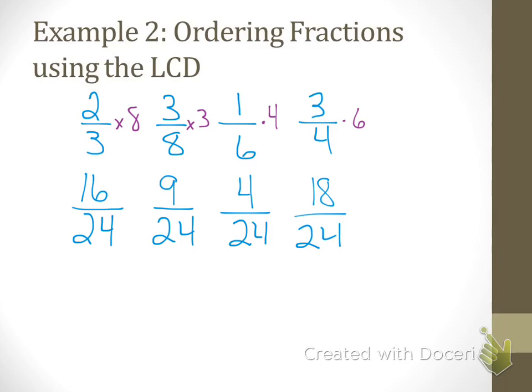Okay, so now that I'm comparing, everybody agree these are all the same size? Now that I'm comparing same size, I can look at my numerators and see which number is smaller. And which number is the smallest? It's going to be the 4. So in my answer, I'm going to write it as its original fraction. That's why I wrote it directly underneath, so it's easy to see what it was in its original form. And I'm going to write 1/6. Okay? Now what's my next smallest fraction?